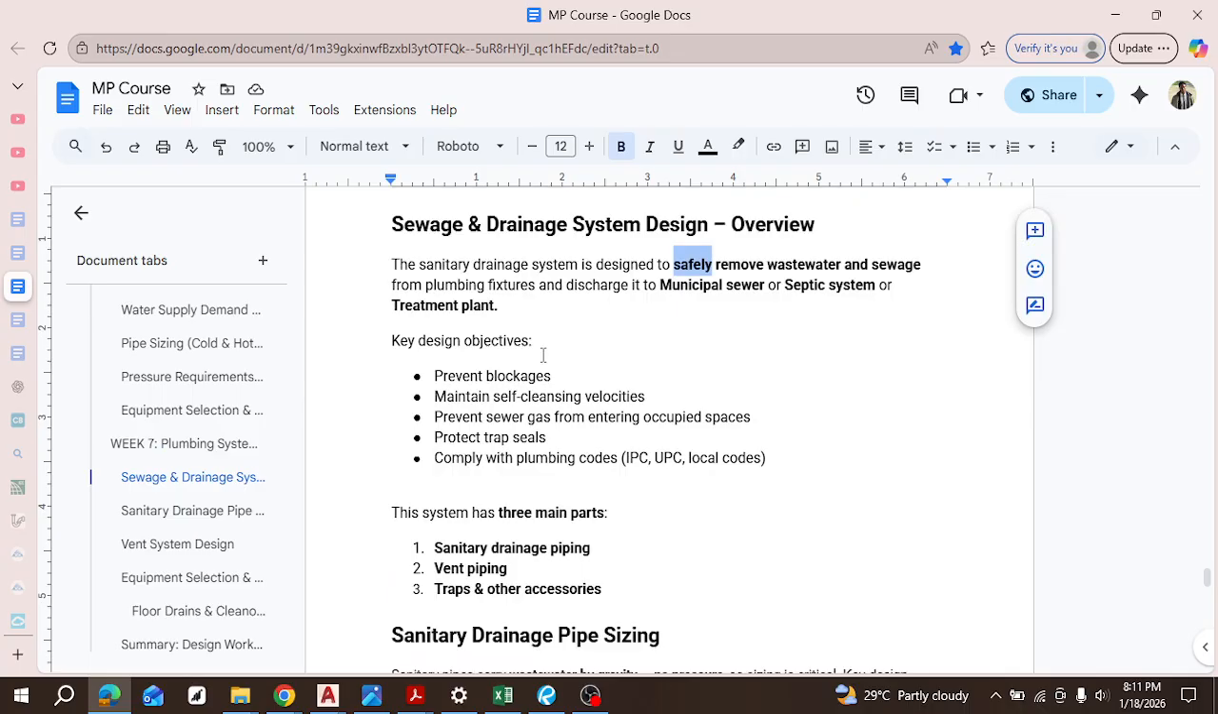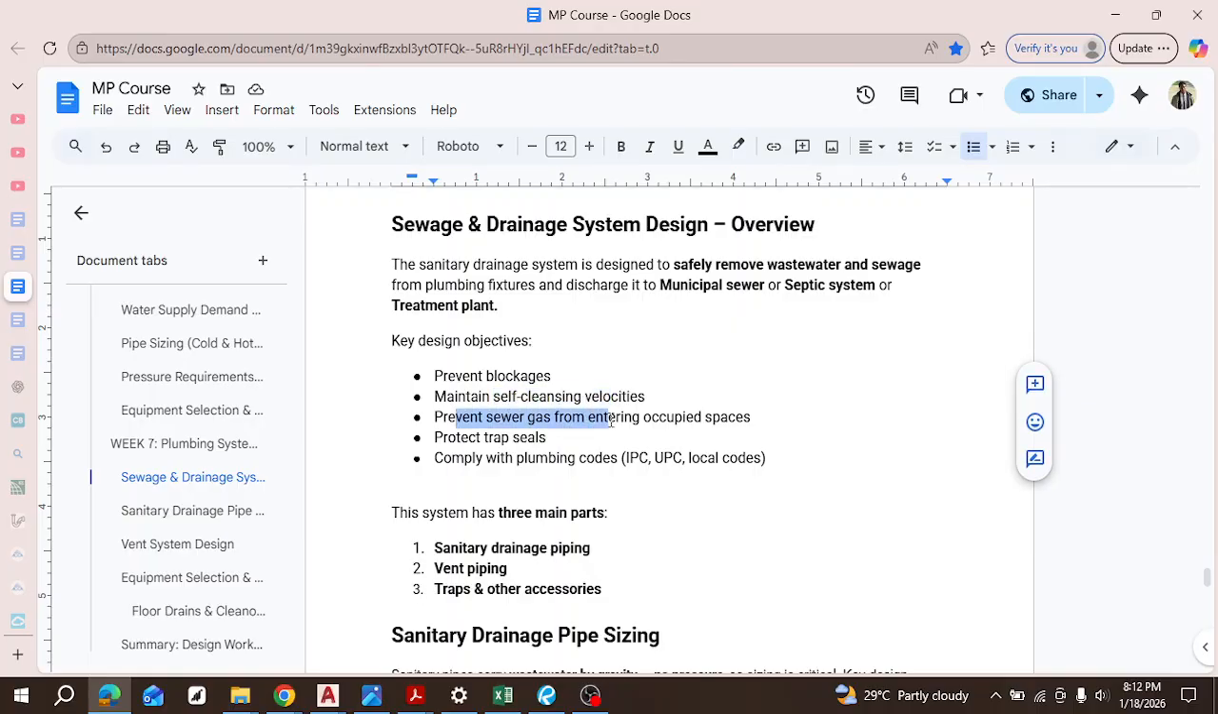So let's go on. The key design objectives for designing this type of system are: one is to prevent blockages. You have your pipes, they could get blocked. So to avoid that, and to maintain self-cleansing velocities, very important, because these things fall under gravity. You do not direct gravity, but it's one of them. I mean, the speed at which it is flowing through also helps to clean it.